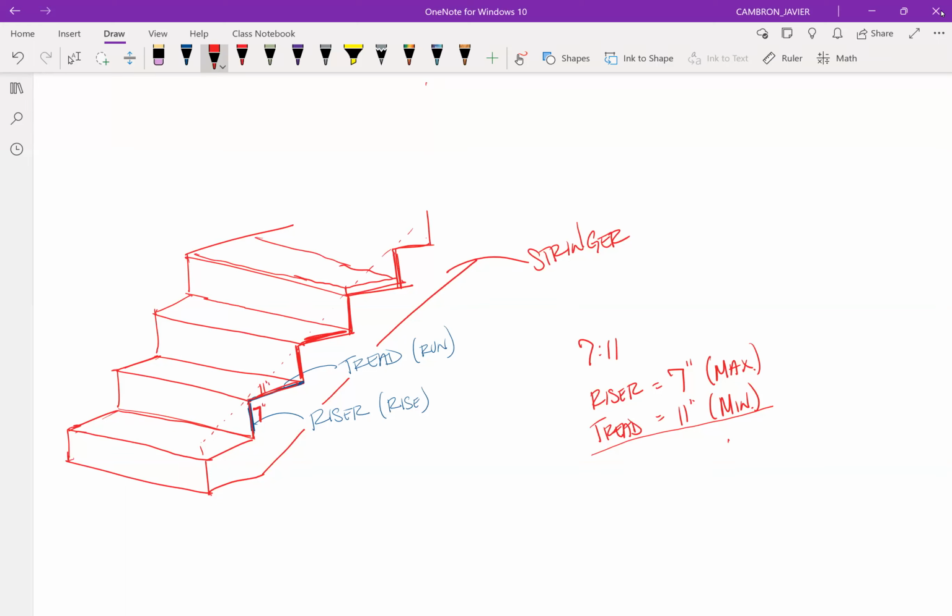But what you need to understand is that when we're referring to the stringer, we're essentially referring to the structure or the portion underneath the riser and the tread, okay? So that's the stringer. That's the structure aspect.